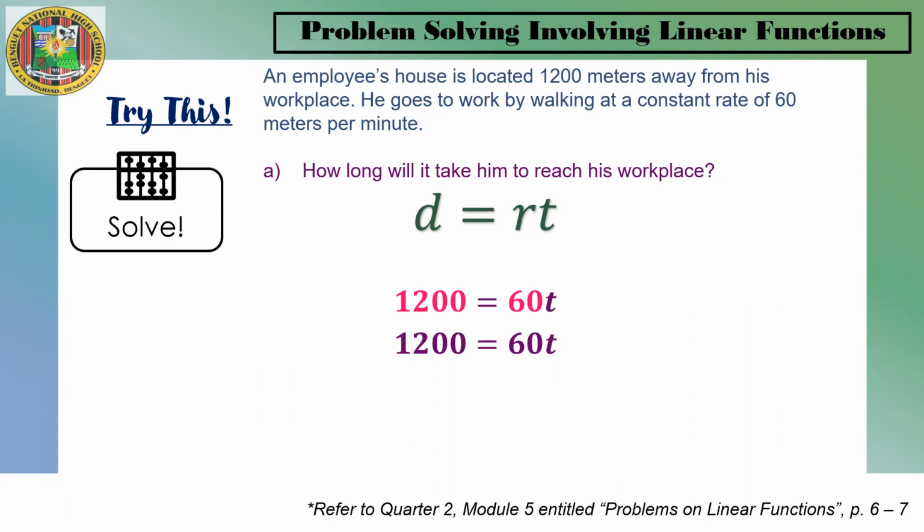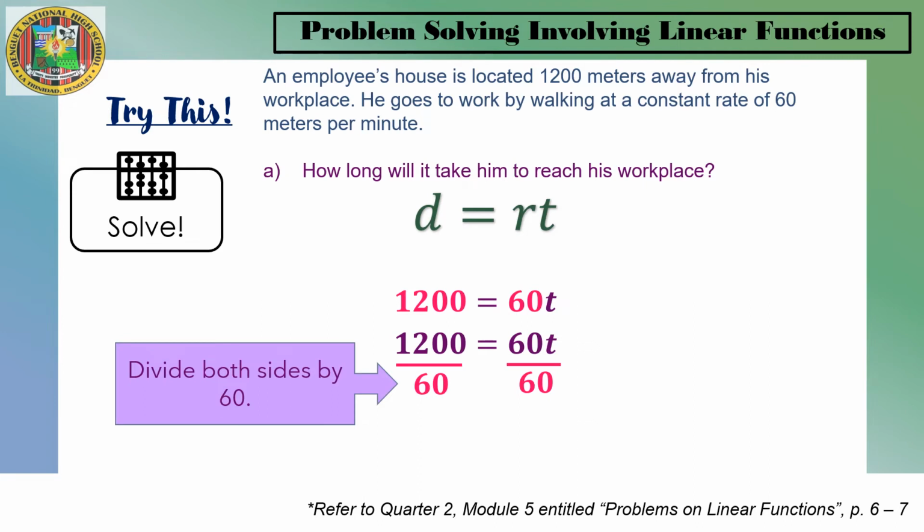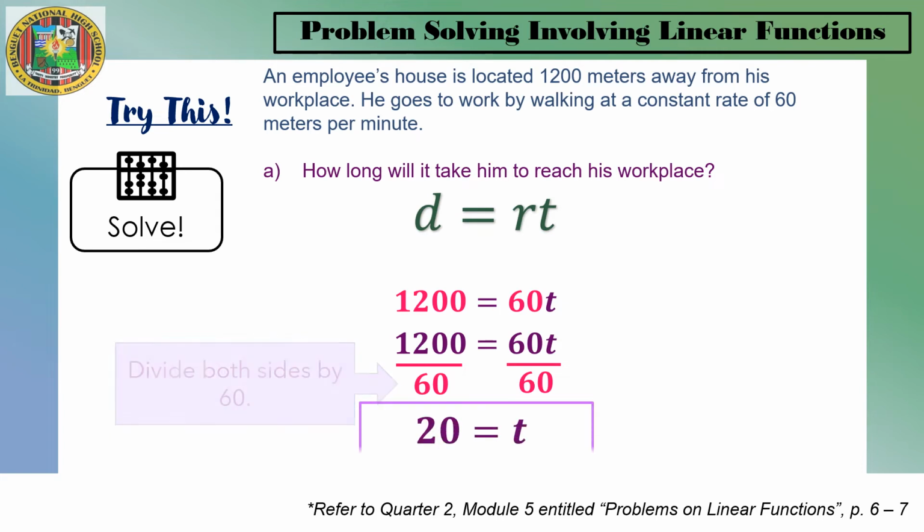Since we are solving for t, we divide both sides of the equation by 60 to eliminate 60 from 60t. We then divide 1,200 by 60. This gives us 20, which is the resulting value for t.